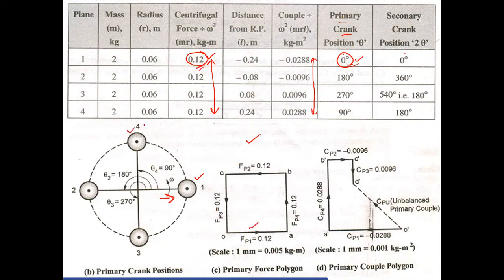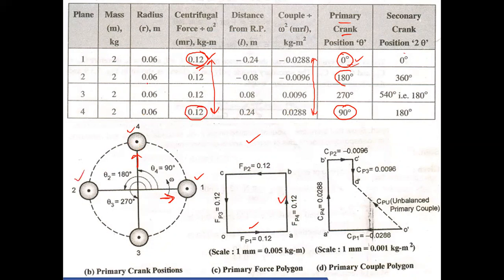Next you take the 4. What is the direction? Sorry, the fourth one is 90 degree. That is the upward direction. What is the force? It is 0.12, as mentioned here. Upward 0.12. The next one is 2.